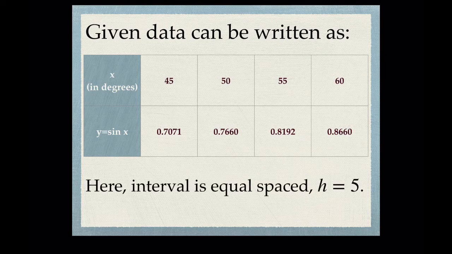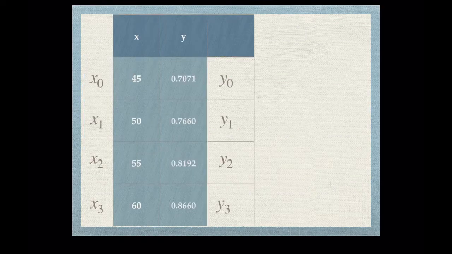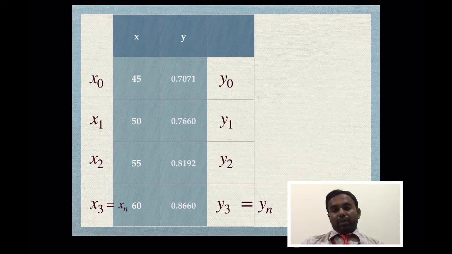So the observation here is the interval is equally spaced. Of course, if I take 50 minus 45, it is 5. 55 minus 50 is also 5. 60 minus 55 is also 5. So h value is 5. Agree? In the next stage, we are representing the same thing in vertical order, just to make sure we get x0, x1, x2, x3. I hope you remember all this if you have seen the previous sessions.